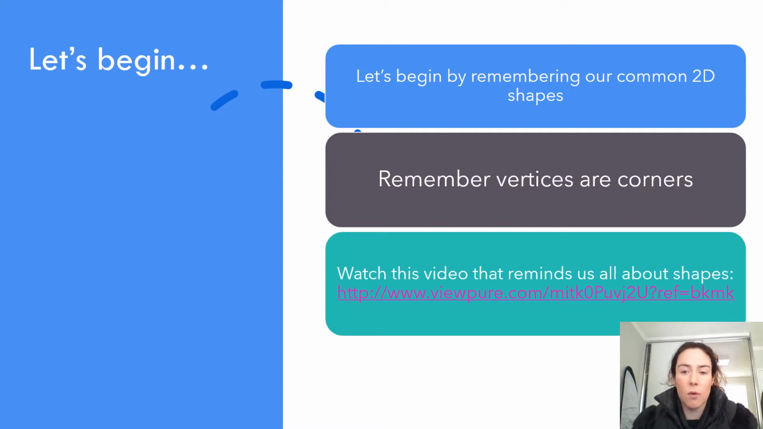Just a reminder that when we're talking about vertices, these are the corners of shapes or where two lines meet. So the corner is where two lines meet, are vertices. If you can watch this video on YouTube, it's going to go through all our basic shapes and talk about the properties of these shapes, such as how many sides and how many corners or vertices they have, things like that. Much better to watch the video than listen to me talk through all of the shapes, I think.